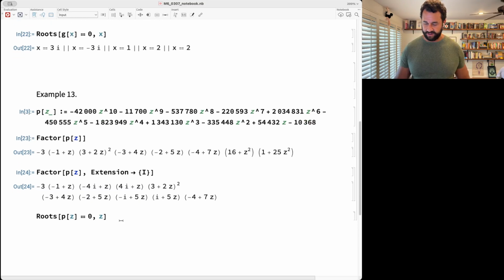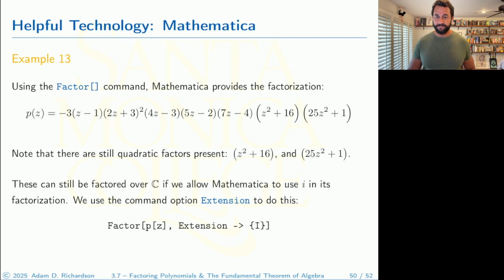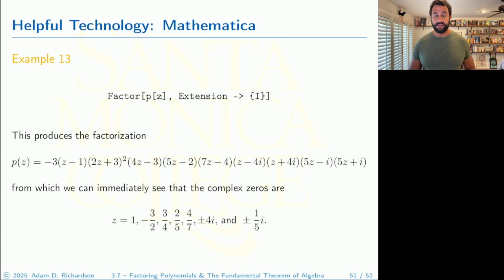Let's just have Mathematica find them for us. There we go. Now I can easily read them off. Z equals 1/5 I, Z equals -1/5 I, Z equals 4I, -4I, 4/7. Look, rational root. These are all rational or imaginary. Couple of repeats. There you go. I love technology. That's why we have it, okay? Same thing we just did, and these are all the roots. You can just read them right off from Mathematica.